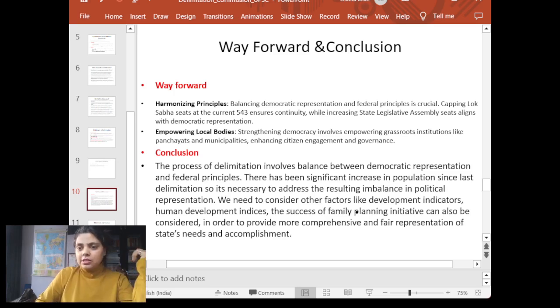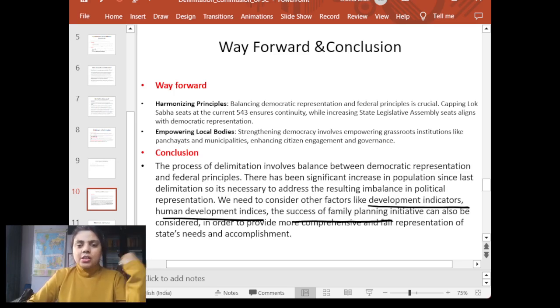If you guys can see this, we can use human development indices. We can use the success, like those states which have successfully adopted or implemented family planning, we can incentivize them more. So this is one of the ways where we can try to provide equity among these northern and southern states, and those states where the population is low and those states where the population is high. So I think you could have understood till here.